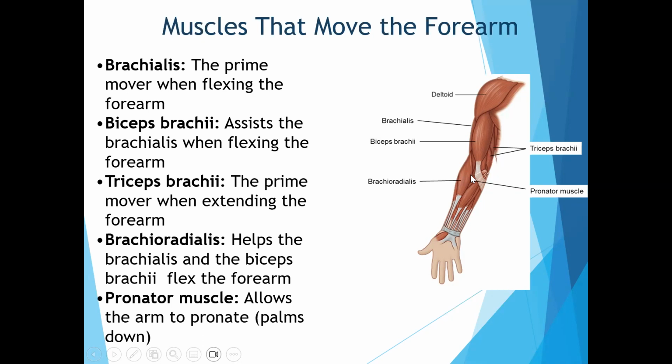Your brachioradialis, we call that one your drinking muscle, because if you make a drinking motion, that's the action your brachioradialis does. You can kind of see it popping off your forearm. And then your pronator muscle allows you to turn your arm or palm to the ground or down. And there's also a supinator muscle that helps you turn it facing up.